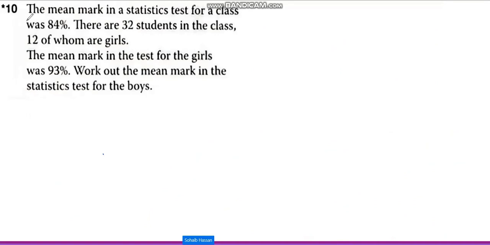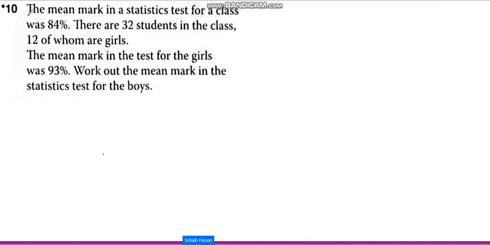In question number 10, it says the mean mark in statistics test for a class was 84%. There are 32 students in the class, 12 of whom are girls. The mean mark in the test for the girls was 93%. Work out the mean mark in the statistics test for the boys.